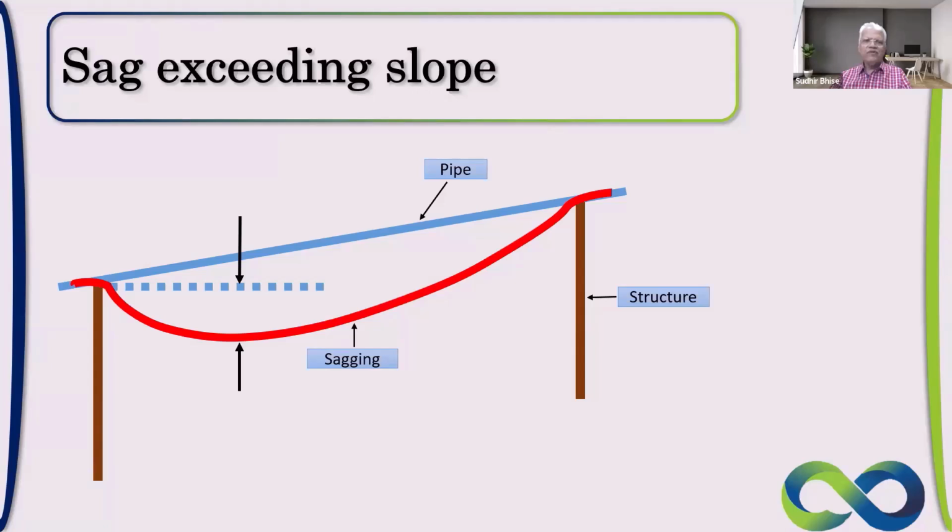The sagging which is shown in the piping is now higher than the slope itself. So we should avoid such a thing, and we should reduce the distance between the two supports which are supporting such pipes to avoid this heavy amount of sagging.